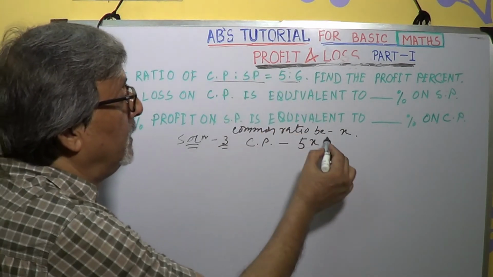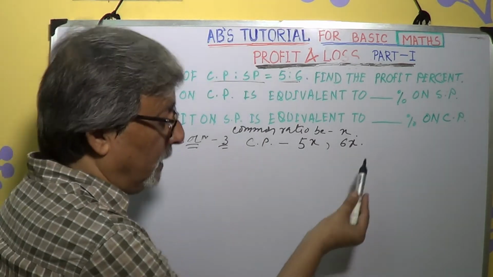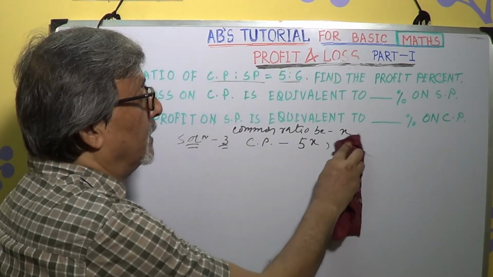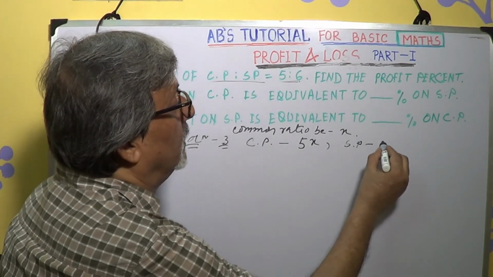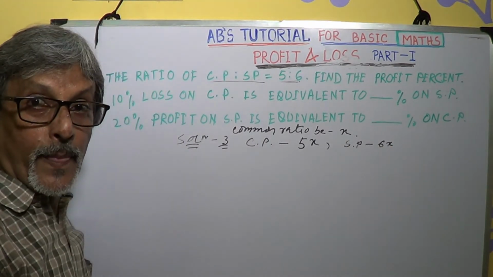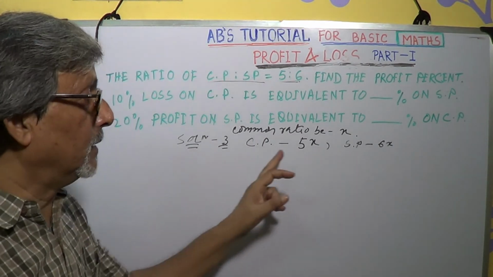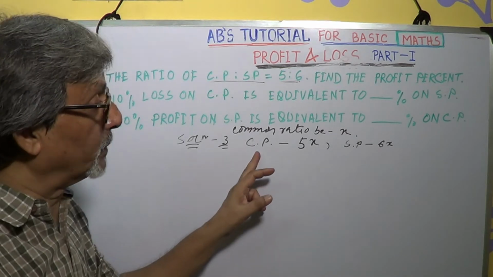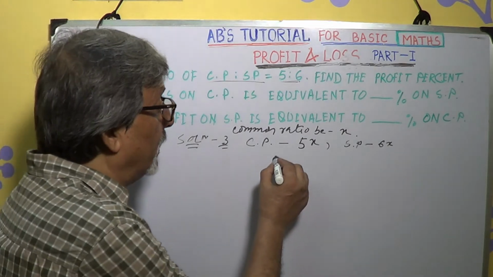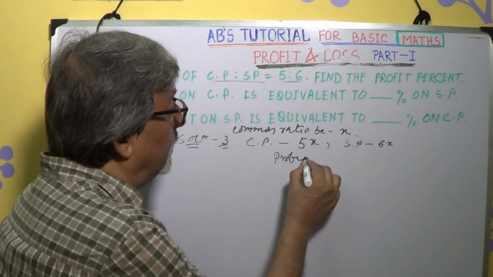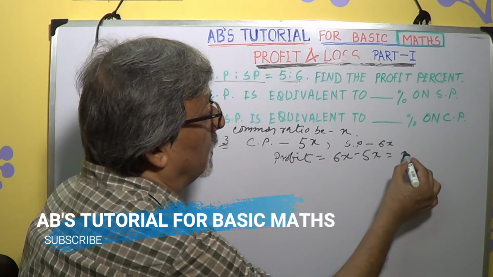And SP is 6X. Let me write selling price, SP is 6X. We know SP is greater than CP, and this difference is profit. Here cost price is 5X and selling price is 6X, so the difference is profit. So profit becomes 6X minus 5X, which is equal to X.